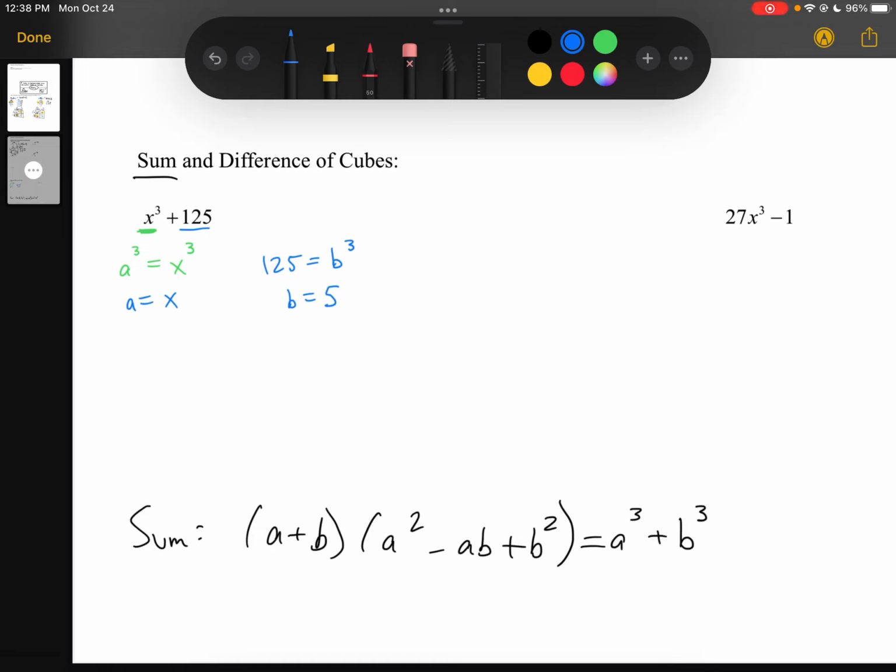So we can take this now and plug it directly into our formula from below. So for the sum of cubes, we would have a plus b, so x plus 5, and then a squared, x squared, minus a times b, so 5 times x, plus b squared, so 5 times 5 to get us 25. And that would be how we would factor out our sum of cubes.